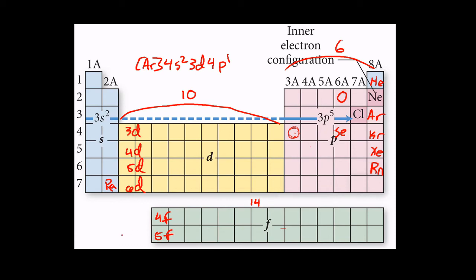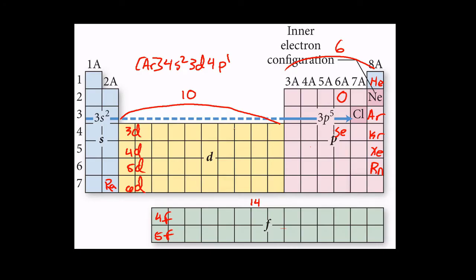So to find the electron configuration for selenium, we are going to figure out what was the last noble gas before selenium. It's really close to krypton, but we can't use krypton. It's the one before. What was the last noble gas, not the next noble gas? So the last noble gas was argon.